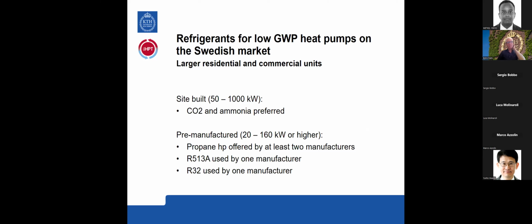Yes. When it comes to site-built systems, CO2 and ammonia are actually the preferred refrigerants, I would say. And if we look at larger pre-manufactured systems, propane is offered by at least 2 manufacturers. R513A is used by 1 manufacturer, and R32 is used by 1 manufacturer. So there is a different refrigerant to choose from here, but propane is one option. I just want to show you 2 case studies here.